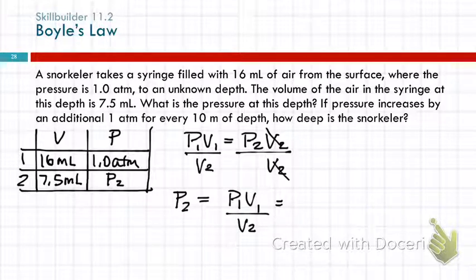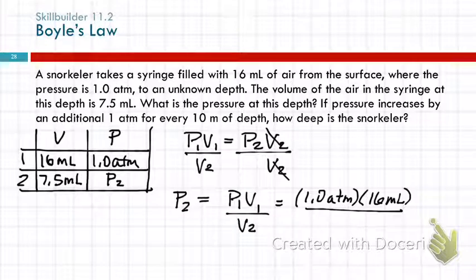Then I take the numbers from my table and plug them in, being careful to get them in the right place. So pressure 1 was 1 atmosphere. Volume 1 was 16 milliliters. Divide by volume 2, 7.5 milliliters. Cancel units. Milliliter divided by milliliter goes away. So I have 1 times 16 divided by 7.5.